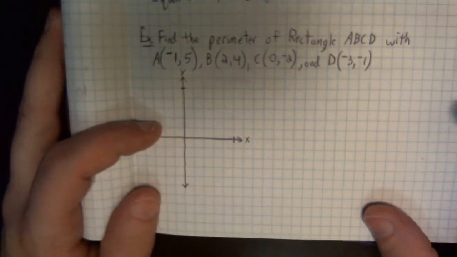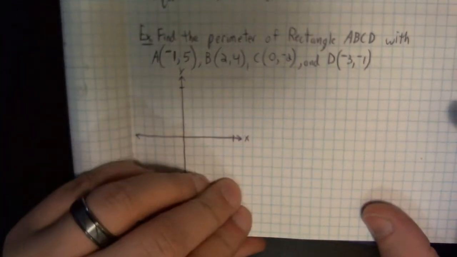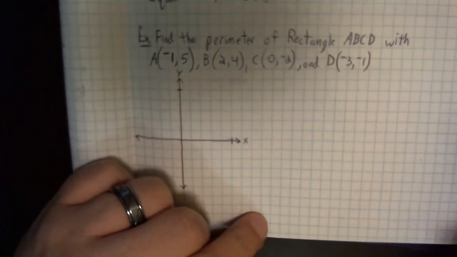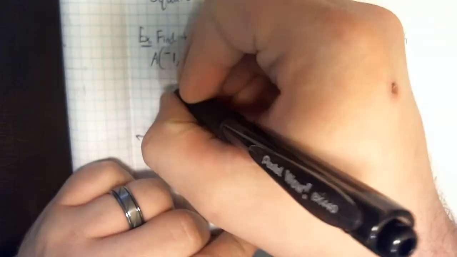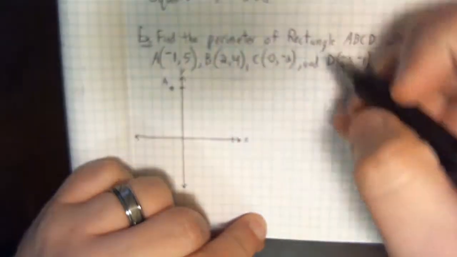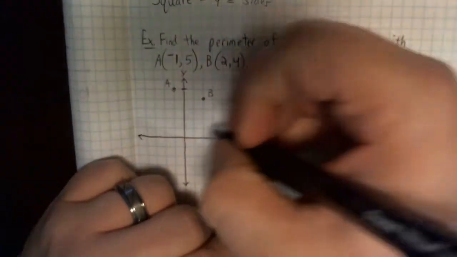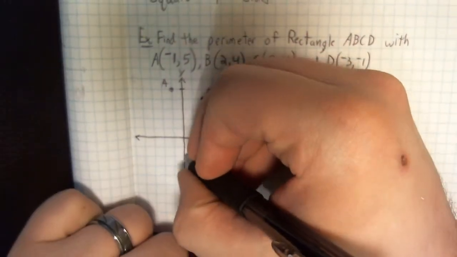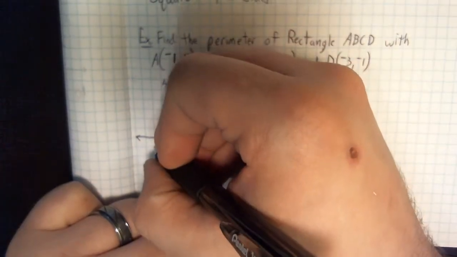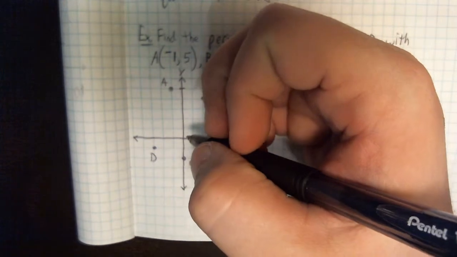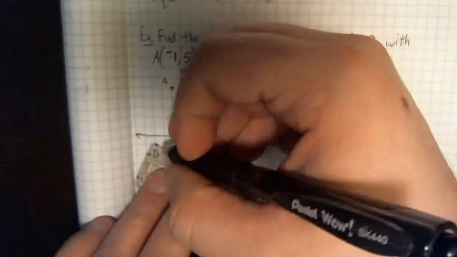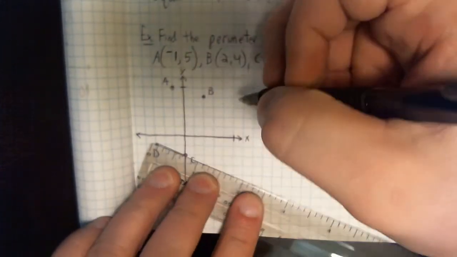This particular problem says find the perimeter of rectangle ABCD with A at -1, 5, that's up here, B at 2, 4, C at 0, -2, and D is at -3, -1. We're going to want to draw our picture or connect the dots.